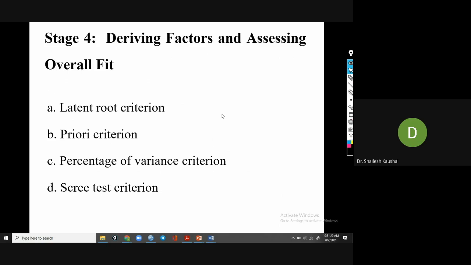Now, what are the criteria to find the number of factors? How many factors should we take? There are four ways to decide the number of factors. One is the latent root criterion, second is the a priori criterion, third is the percentage of variance criterion, and fourth is the scree test criterion.